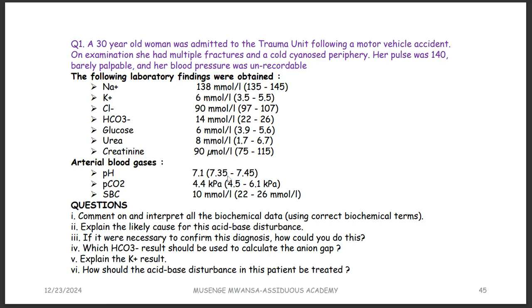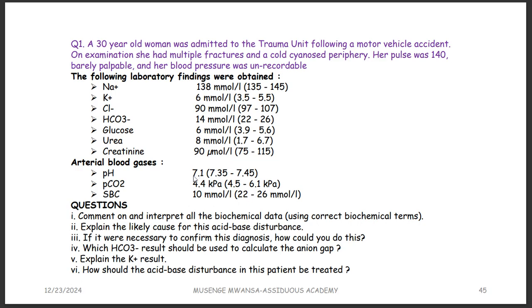What can be the interpretation here? Looking at the pH, the partial pressure of carbon dioxide, and SBC, what is the problem? Anyone that can help? Let's start with the pH. Is this acidosis or alkalosis? So this is acidosis.